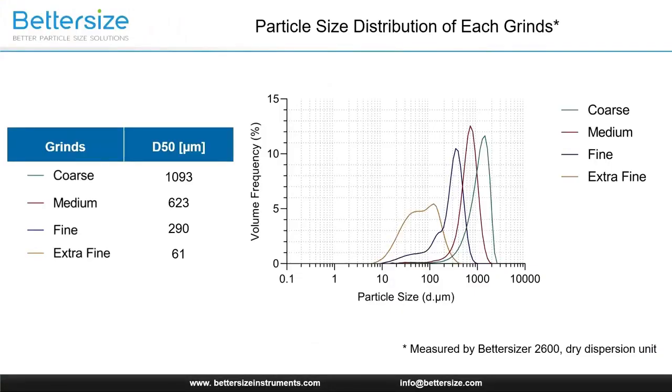Here are the particle size distribution curves obtained from the Bettersizer 2600. As we can see that the particle sizes of coffee decrease when the grinds are moving from coarse end to finer end. The D50s of coarse, medium, fine and extra fine grinds are around 1100, 600, 300, and 60 microns, respectively. The results demonstrate the ability of the Bettersizer 2600 in monitoring the particle sizes of ground coffee.